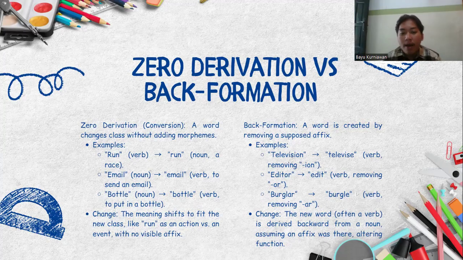affix. Back formation: a word is created by removing a supposed affix. Examples: television to televise, a verb, removing ion. Editor to edit, a verb, removing or. Burglar to burgle, a verb, removing ar. The new word, often a verb, is derived backward from a noun, assuming an affix was there, altering function.